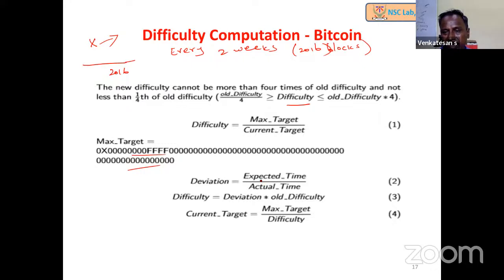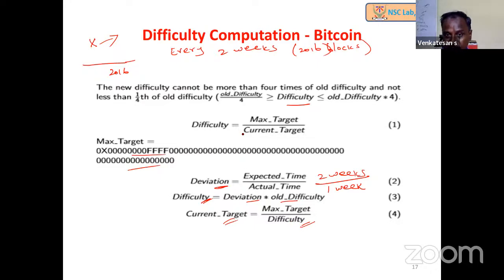It says expected time and actual time. We expect 2 weeks, but it may be done in 1 week. So that is the deviation. That deviation gets multiplied with whatever the current difficulty we are having. So it is going to increase. And that increase means it needs more effort by the miners to solve the puzzle. So from the difficulty, we will compute the current target, which is maximum target by difficulty.